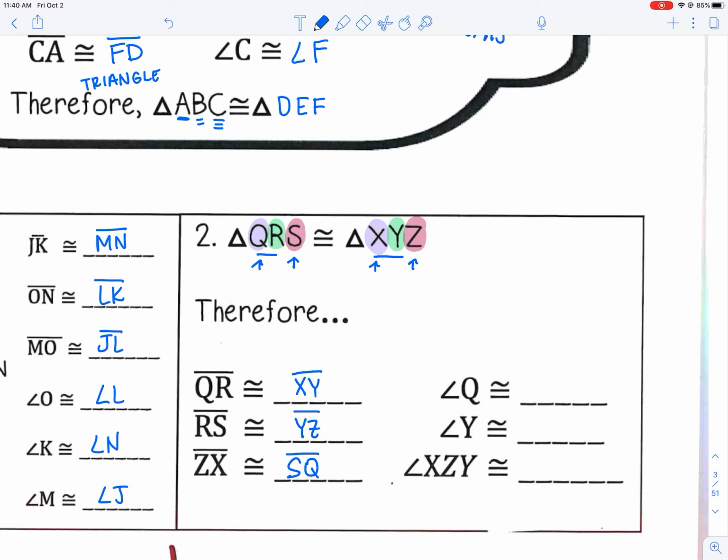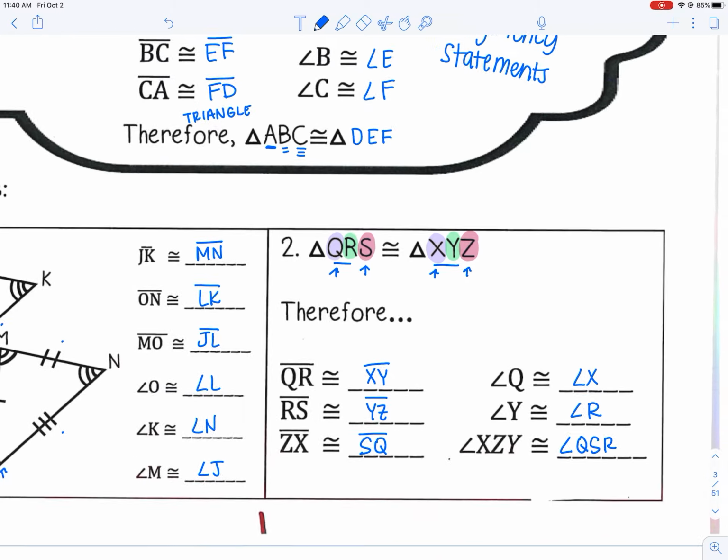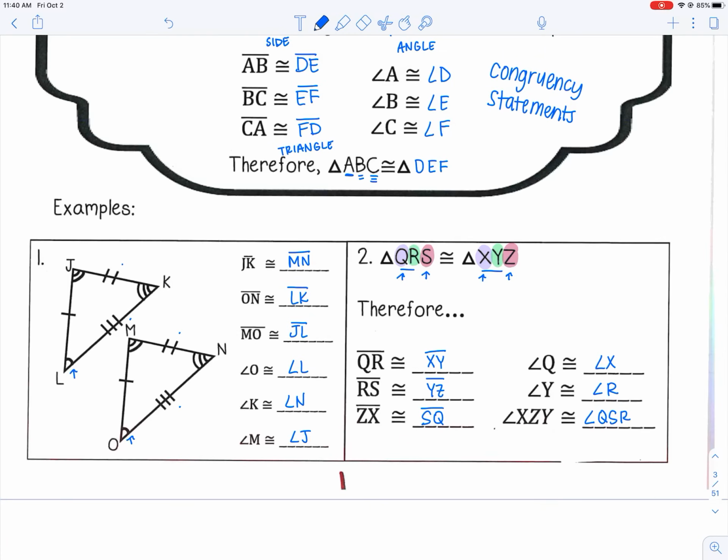Then angle Q goes with angle X, so angle Q is congruent to angle X. Y goes with R, so angle Y is congruent to angle R. And then you have the three-letter angle, XZY. So X goes with Q, Z goes with S, Y goes with R. So angle XZY is congruent to angle QSR. So that is how we are using congruency statements in our notes, or in this unit.